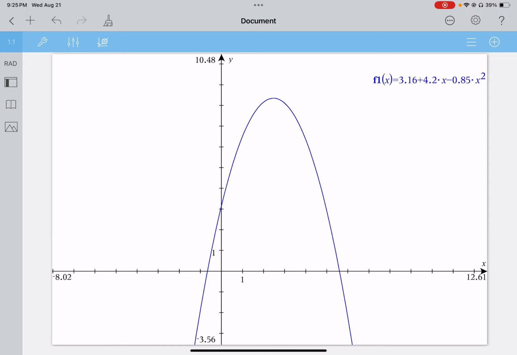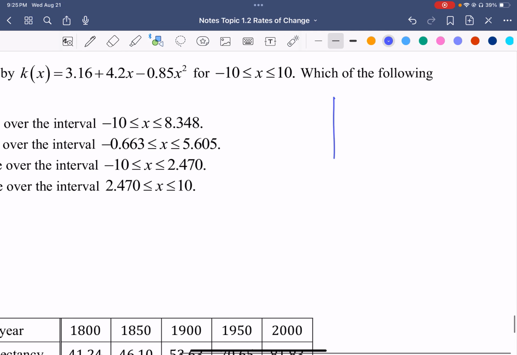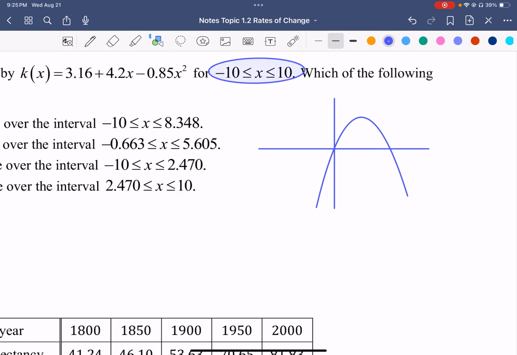Okay? So what I want to do is copy this on our notes, just a rough sketch. It doesn't have to be perfect. And I know that it's a parabola that looks something like this. Now they told me that I'm restricted from -10 to 10. So let's say this is -10, and let's say this is +10. So I'm not going any further than this. Okay, so we can put endpoints here. We are not going all the way to infinity there.